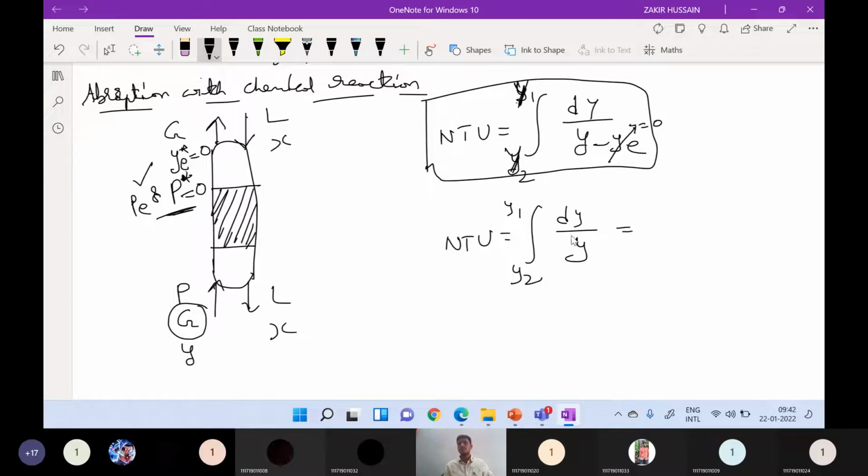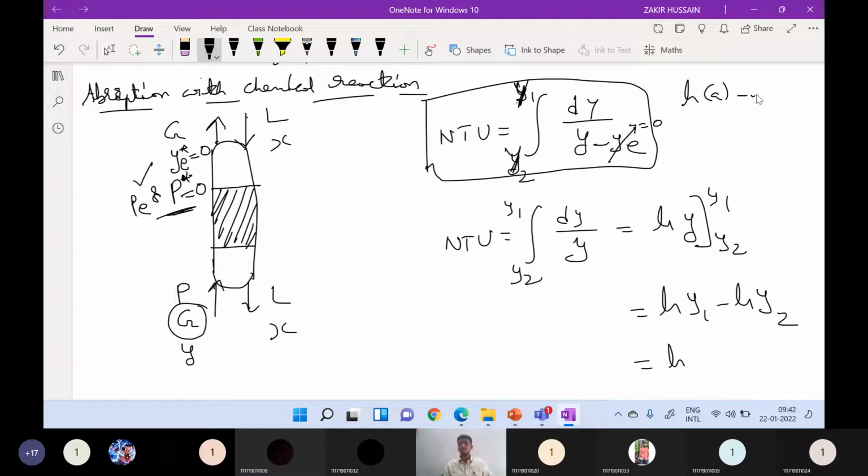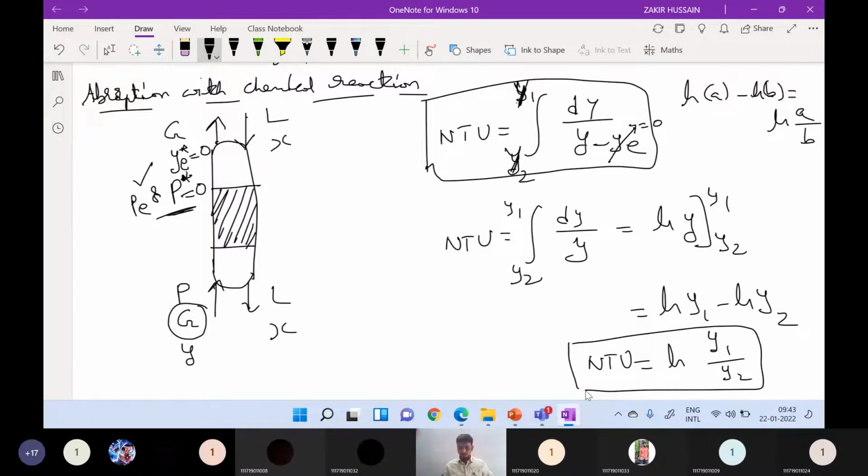So the integral of 1 by x dx is nothing but ln x, that is ln y here, between limits y2 to y1. Therefore, upper limit minus lower limit is ln y1 minus ln y2. Using the property ln a minus ln b equals ln of a by b, ln y1 divided by y2 is nothing but our NTU equation.